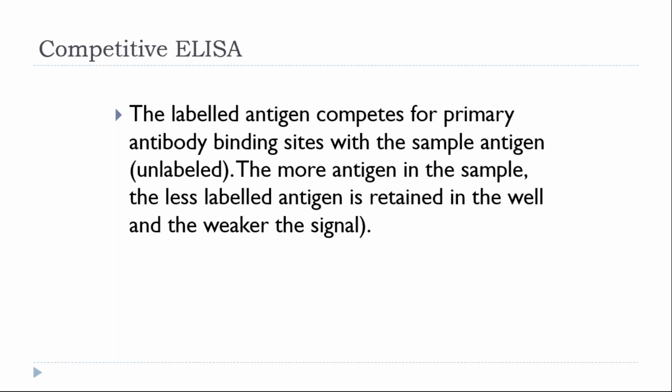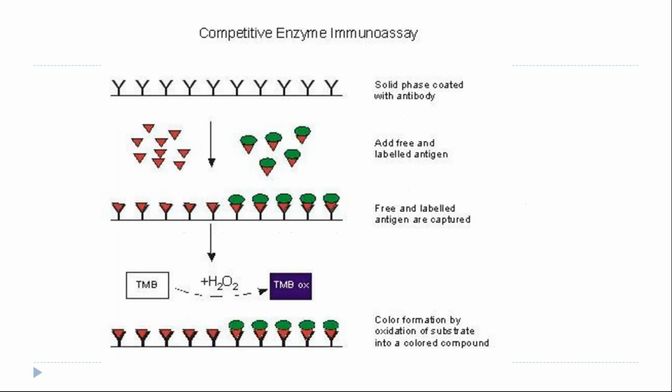You also have what is known as competitive ELISA, where the labeled antigen competes for the primary antibody binding sites with the sample antigen. This is used in radioimmunoassay. Towards the end of this webinar, the explanation of competitive ELISA will be far better with the radioimmunoassay.